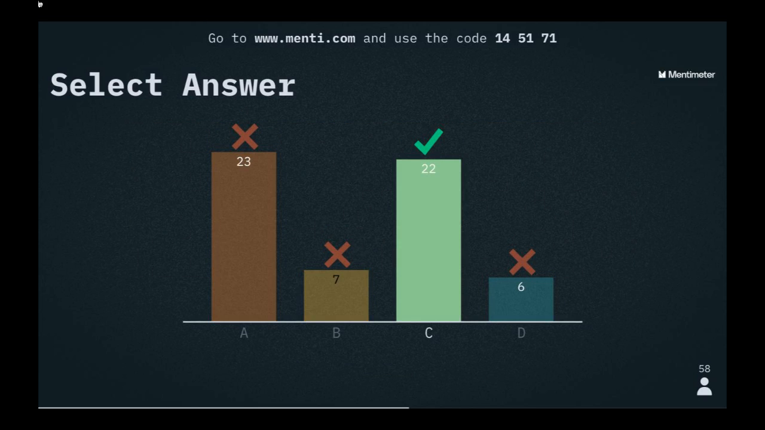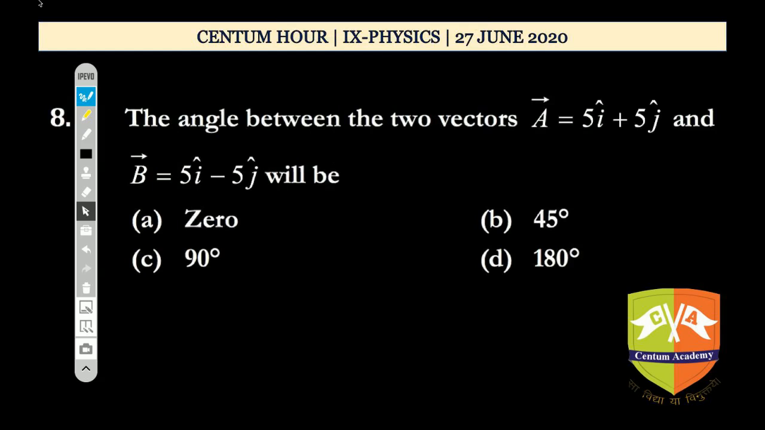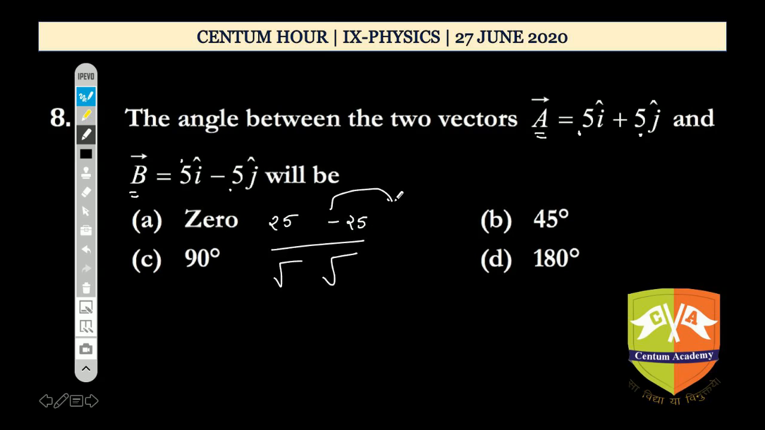And 22 people made it right. Good. Let's see. The angle between two vectors: A dot B will be 5 into 5, I know 25, 5 into minus 5, I know minus 25. I know it should be divided by the magnitudes, but the beautiful numerator is giving me 0. And whenever the dot product is 0, the vectors are perpendicular. Got it?